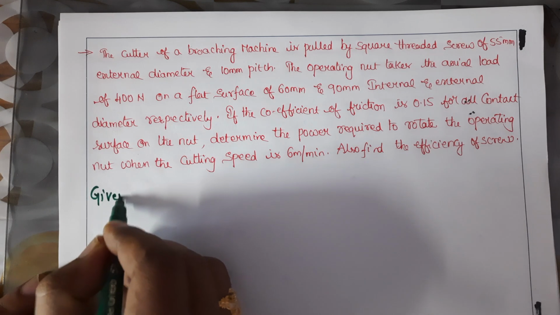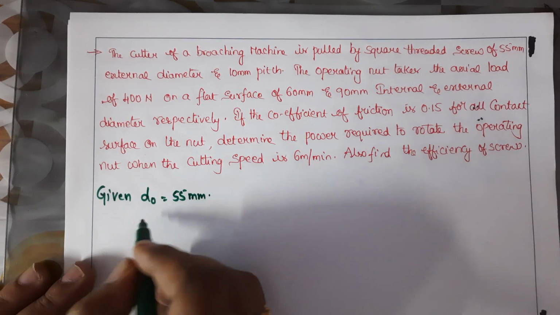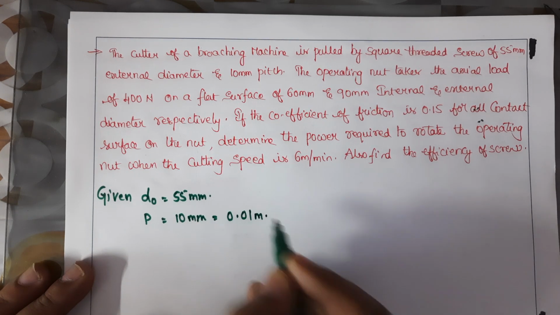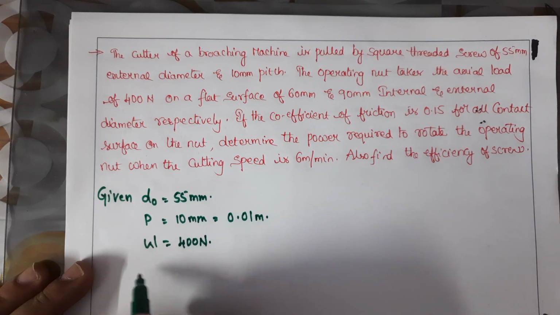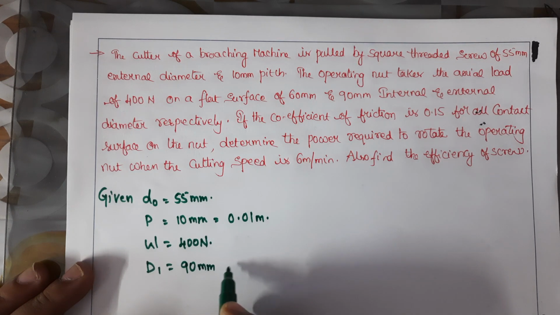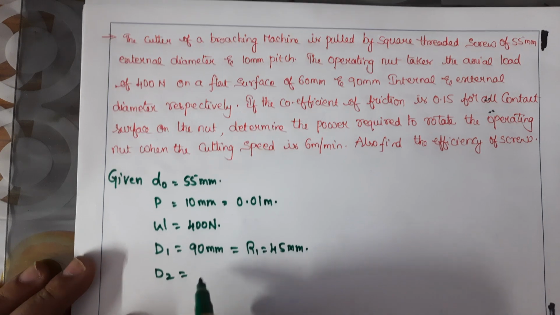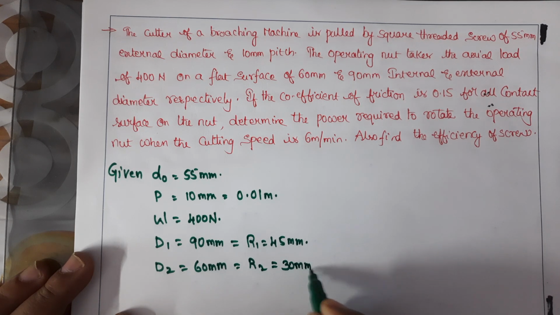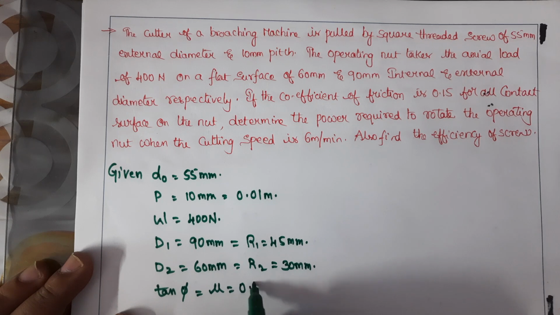So the given is D naught, which he has given as 55 mm, P, which he has given as 10 mm, that is 0.01 meters, and load W is equal to 400 newtons. And the flat surface he has given us D1 is equal to 90 mm, that is R1 is equal to 45 mm. Okay, D2 is equal to 60 mm, R2 is equal to 30 mm. Okay, so tan phi, coefficient of friction, mu is equal to 0.15.